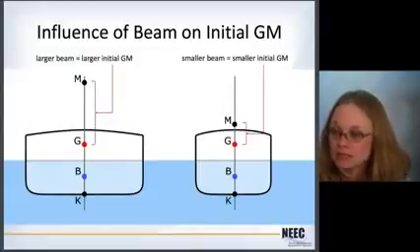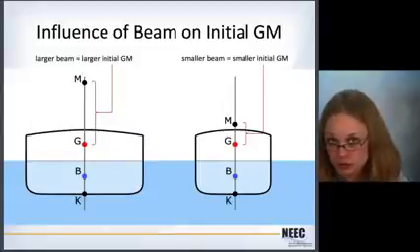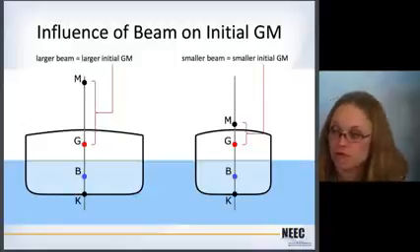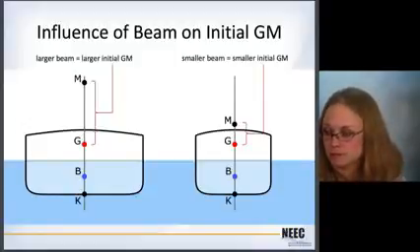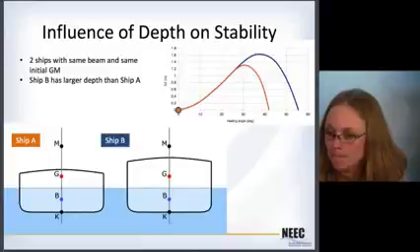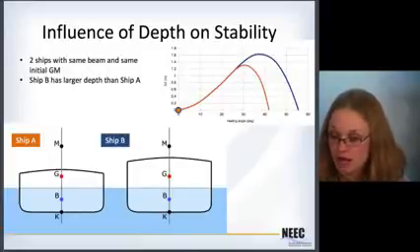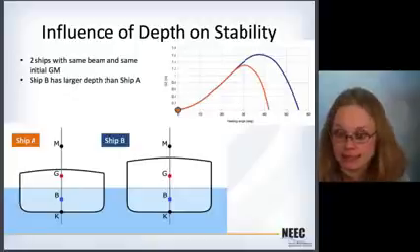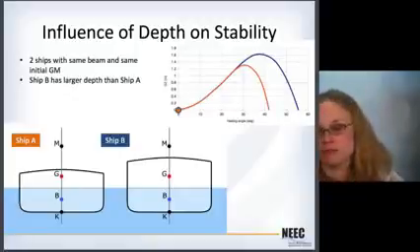Okay. Beam itself: the larger your beam, the larger initial GM you're going to have, and the smaller beam you have, the smaller initial GM you will have. Depth has an effect on stability as well. So remember, this is depth and not draft. As an example, take these two ships, ship A and ship B here.